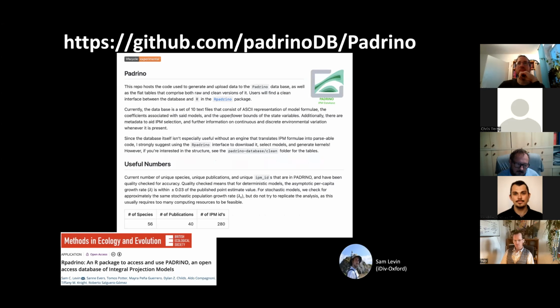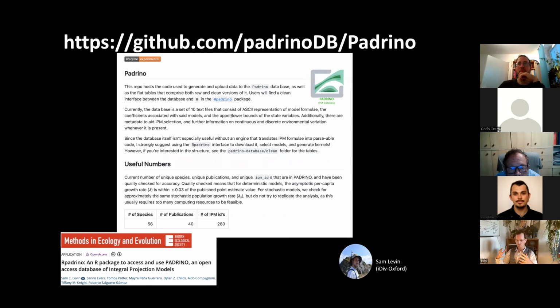In addition to these two databases, we recently launched a third database called Padrino. This is work led by Sam Levin, a PhD student that I co-advised with Tiffany Knights at IDIF. Together, these three databases: Padrino contains demographic information in the shape of an IPM, an integral projection model. The other two contain information in the shape of matrix population models.